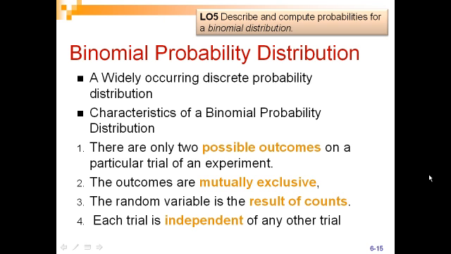The final characteristic of a binomial probability distribution is that each trial is independent of any other trial. Independent means that there is no pattern to the trials. The outcome of a particular trial does not affect the outcome of any other trial.